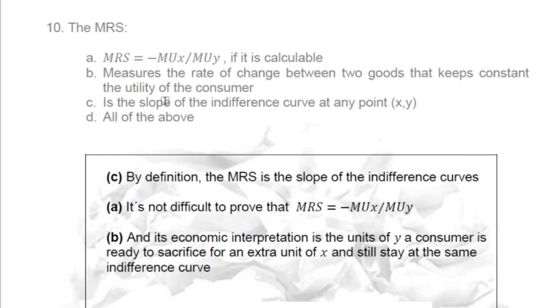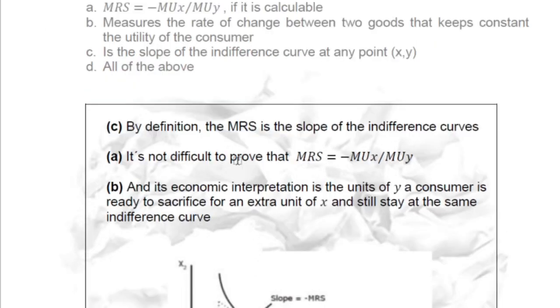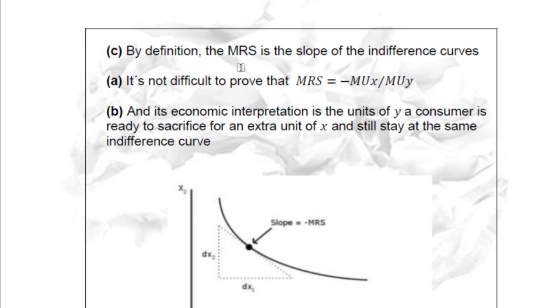I don't do it here in the solutions, but it could be proved. So A is also true. That's how we calculate it when it exists, of course. So it measures the rate of change between two goods that keeps constant the utility of the consumer. Yes, that's the economic interpretation of the MRS, very, very important. So clearly, I think the correct one is D.